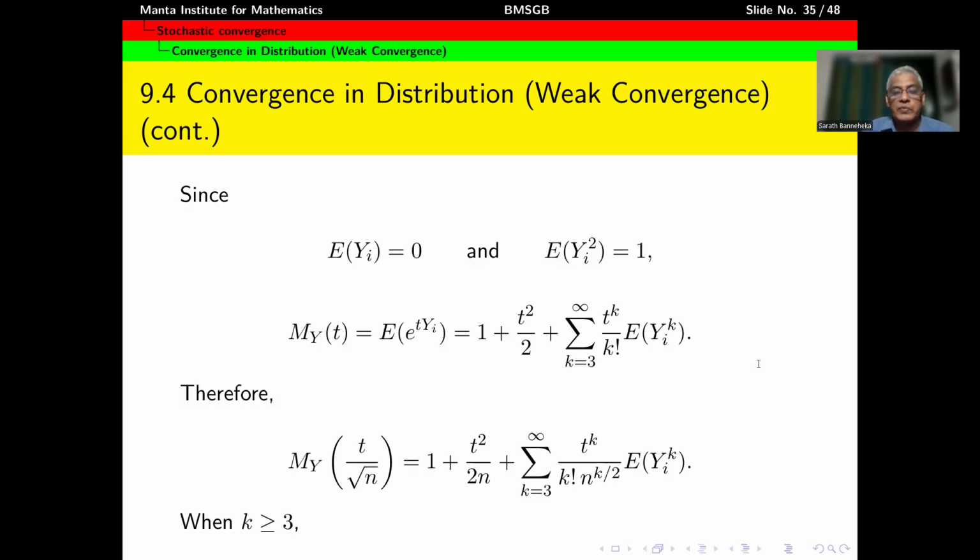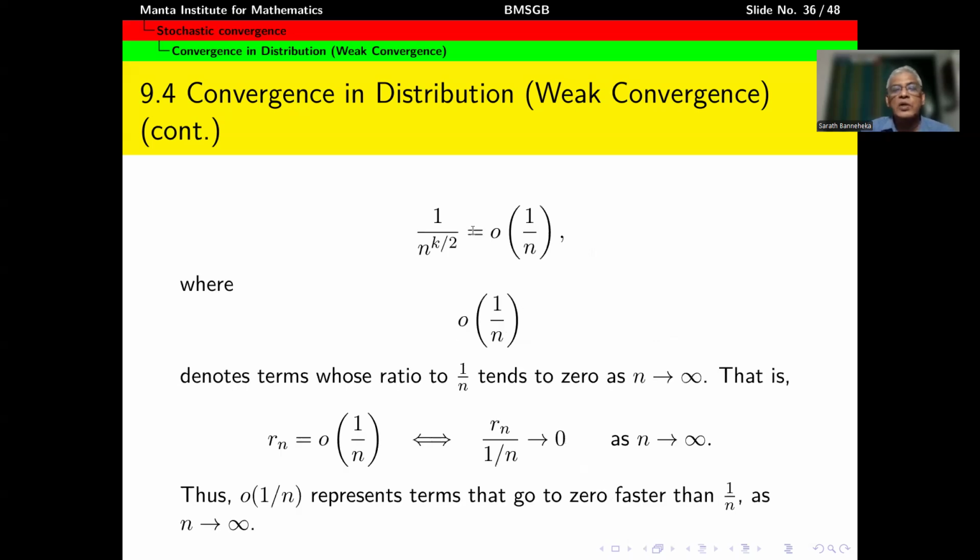Actually, we can see that for each of these terms, when k is greater than or equal to 3, you have a real number to the power k, then k factorial. And the important thing here is n to the power k over 2. This quantity is also just a constant. When k is greater than or equal to 3, for example, when k is equal to 3, you have n to the power 3 over 2. When k is equal to 4, you have n to the power 2. So 1 over that term. All those terms are actually smaller than 1 over n.